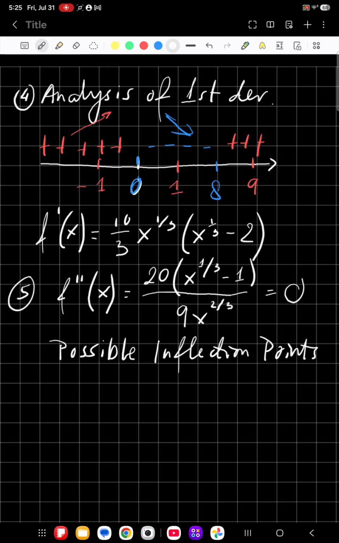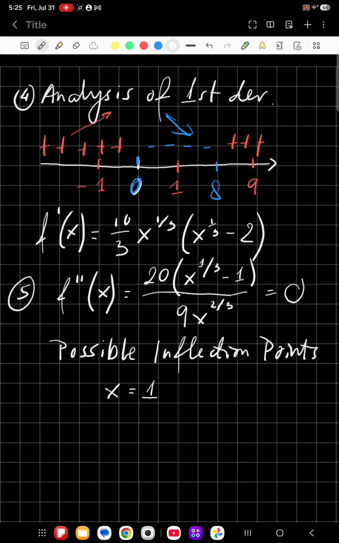Okay, so what are they? Let's just look at it. So the first candidate would be 1, right? Just look at the numerator. What do I put in for x to make it equal to 0? So that answer is 1, because cube root of 1 is 1. 1 minus 1 is 0 times 20 is still 0. So that's one of the candidates, one of the possible inflection points, x equals 1.